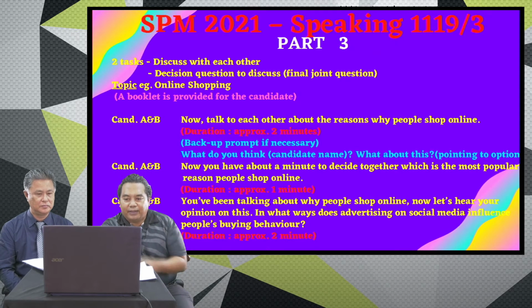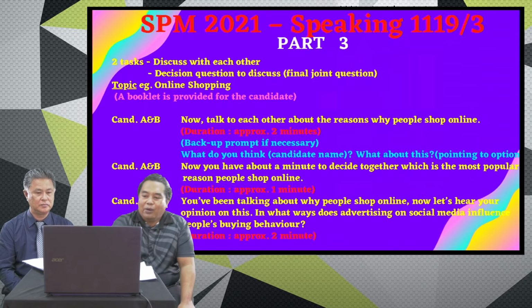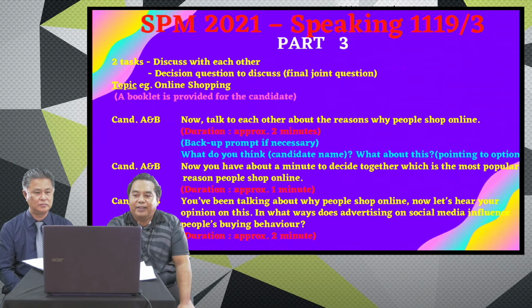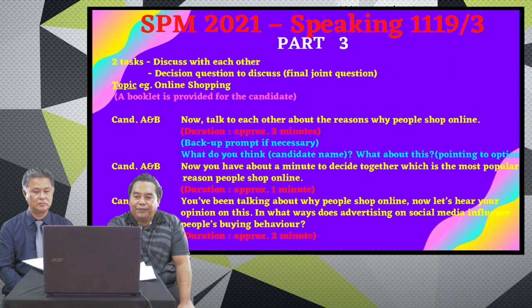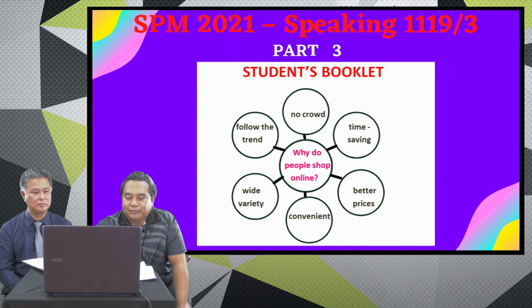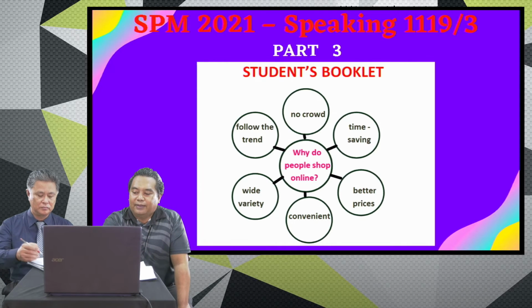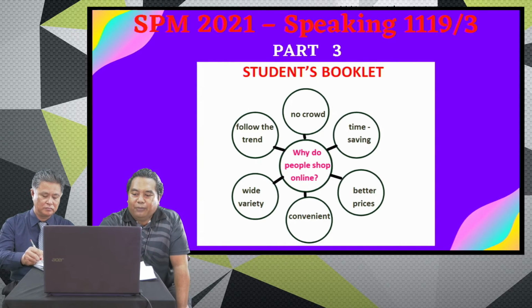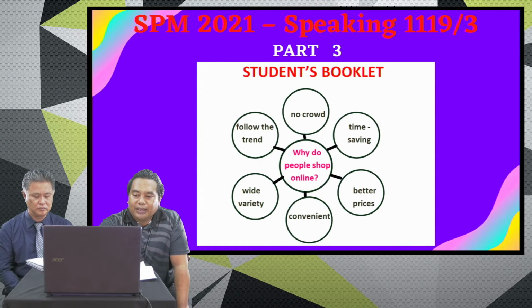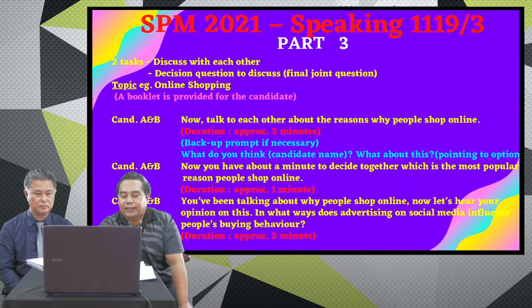Backup prompt if necessary: why do you think, candidate name, what about this, pointing to an option. So they will have to discuss all of the options, all of the reasons. If they left a reason behind, the interlocutor can give a prompt question. What about this? Okay, for example, they left wide variety. The interlocutor can prompt, what about this wide variety? What do you think? To both of them.